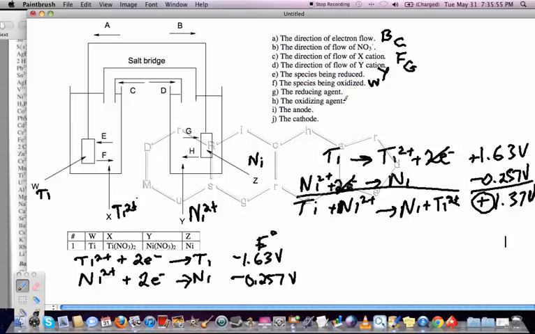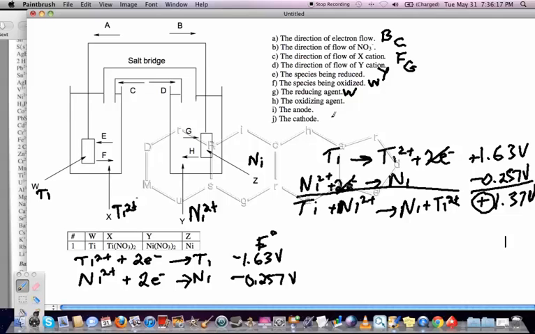Okay, reducing agent. The reducing agent is the species that's causing the reduction. And the one that's being reduced is the nickel 2+, and it's being reduced because the titanium is giving it electrons to be reduced with. That means the reducing agent is W.